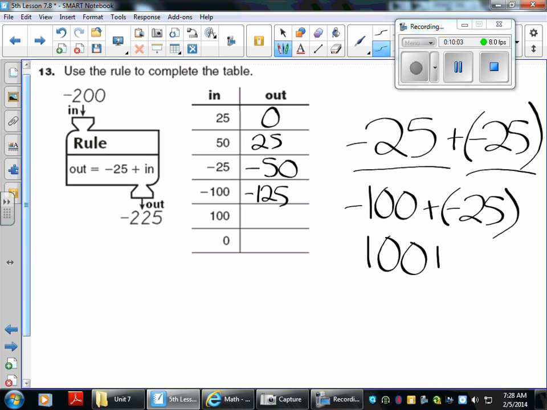For the next problem, I have 100. I have $100 that isn't in debt. I just have $100. But now I owe 25 because that's our rule. So if I owe 25, I have to take 25 off the 100 I already have. That would leave me with an answer of 75.